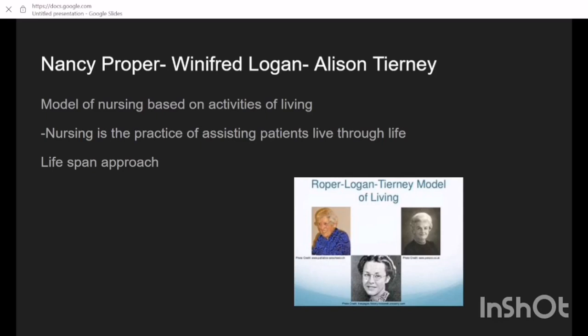Nancy Roper, Winifred Logan, Alison Tierney, Model of Nursing Based on Activities of Living. Nursing is the practice of assisting patients live through life. It is the lifespan approach.